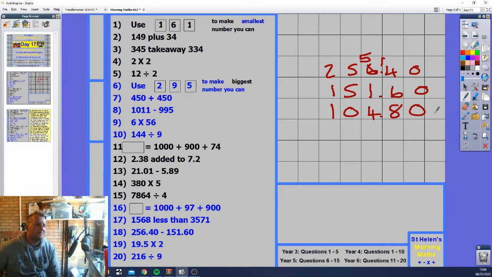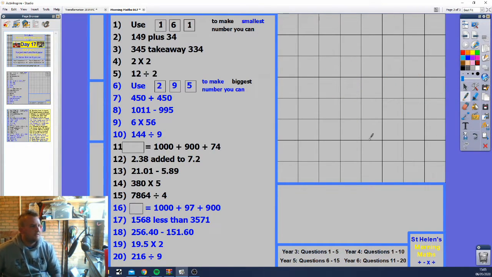104.80. So that must be distance. Something's happened. 104.80. Okay, 2 more to go.